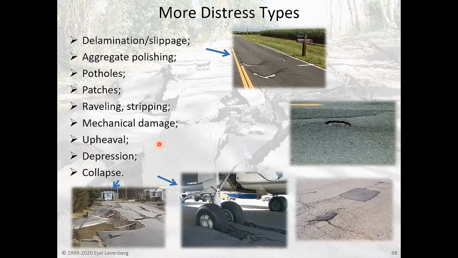Upheaval, if you have a local unevenness that results from the pavement moving upwards. Local depression is where you have a local drop in the elevation. And total collapse. These two pictures show the case where the load far exceeds the bearing capacity of the pavement, and this is a total collapse due to some weather-related event like flooding.